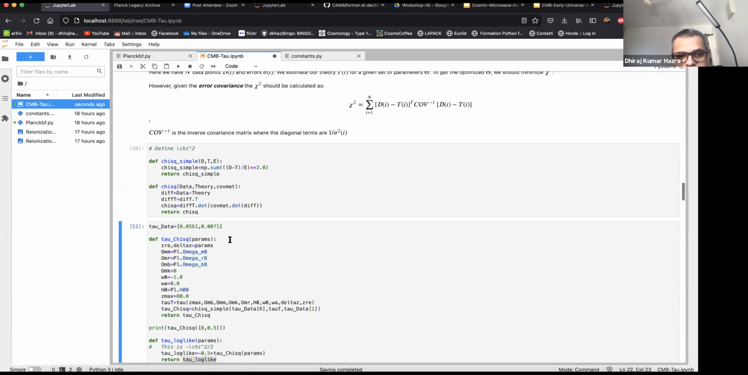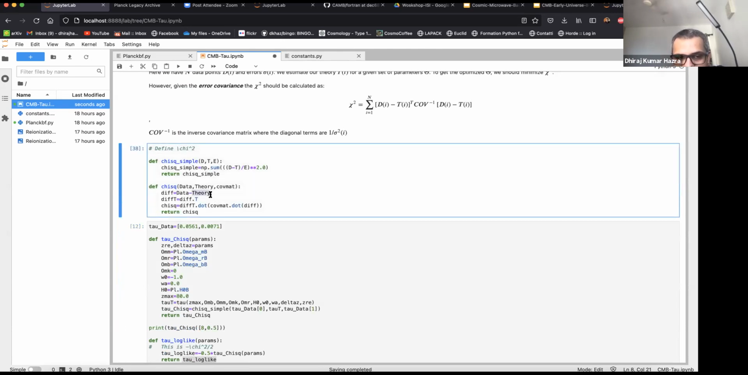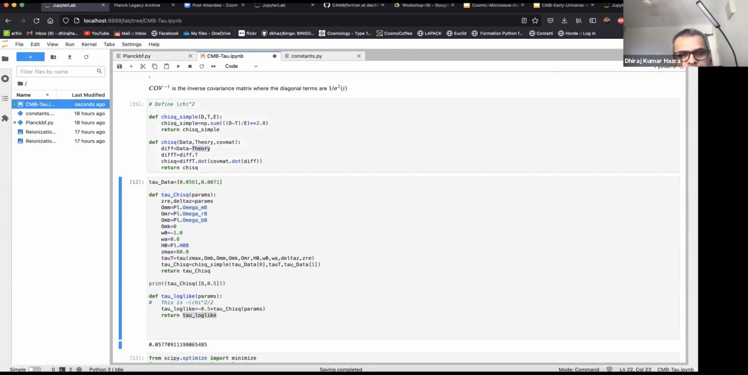I have defined chi-square here. The simple chi-square and the covmat chi-square are also there. Let's not go into the details there.